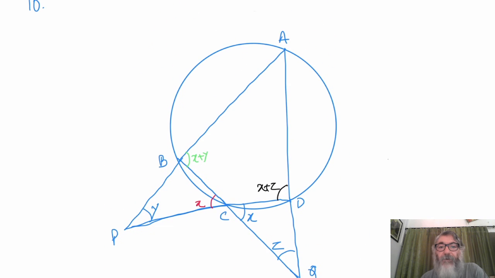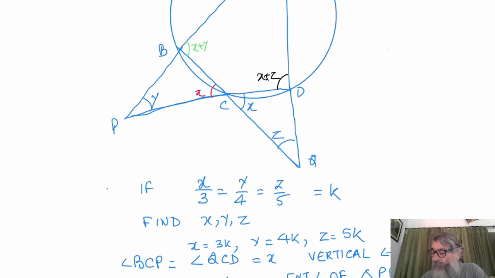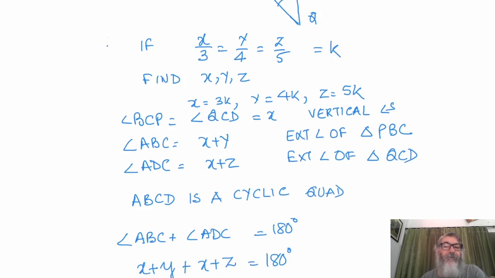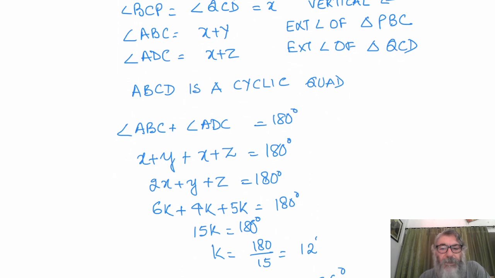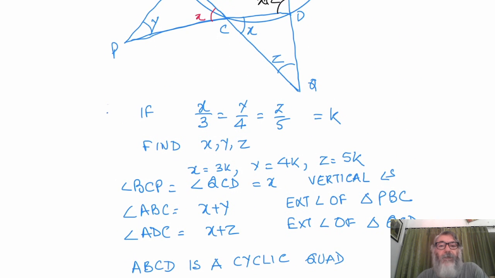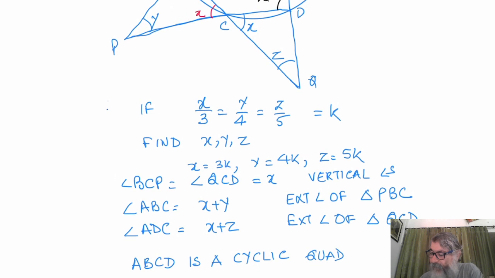We wanted the value of x, y and z from this figure. We used the property that if three ratios or any number of ratios are given equal, they should always be put equal to a constant. Here x upon 3 is equal to y upon 4 is equal to z upon 5. Then we said, let's say it is equal to k. Then find x, y, z. So we said x is equal to 3k, y is equal to 4k, and z is equal to 5k.